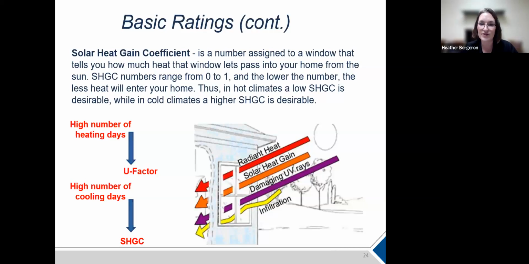Your solar heat gain coefficient is the number that's assigned to a window that tells you how much heat the window lets pass into your home from the sun. Here again, your solar heat gain numbers range from 0 to 1, and the lower the number, the less heat will enter the home. Thus, in hot climates, a low solar heat gain is desirable, while in cold climates, a higher solar heat gain is desirable here.